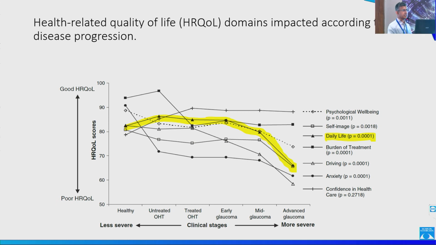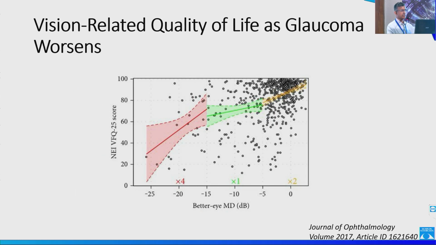Daily life becomes much more difficult as the disease gets more severe. Psychologically, the confidence in healthcare, as I told you, gets better, but your psychological well-being comes down. And when you look at vision research quality of life, on the x-axis you have the mean deviation.